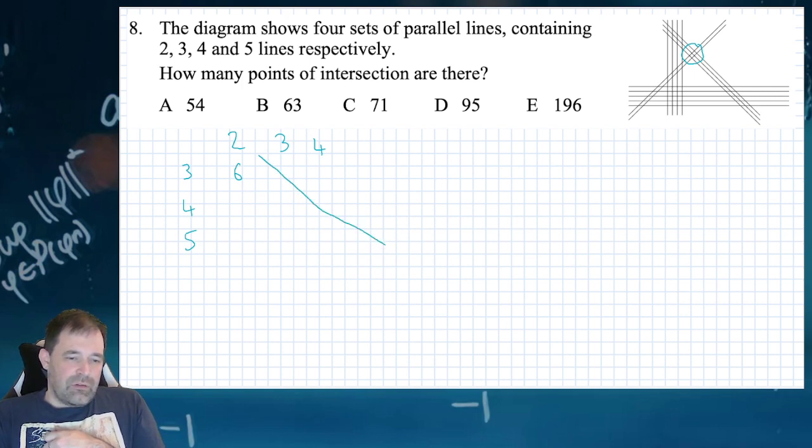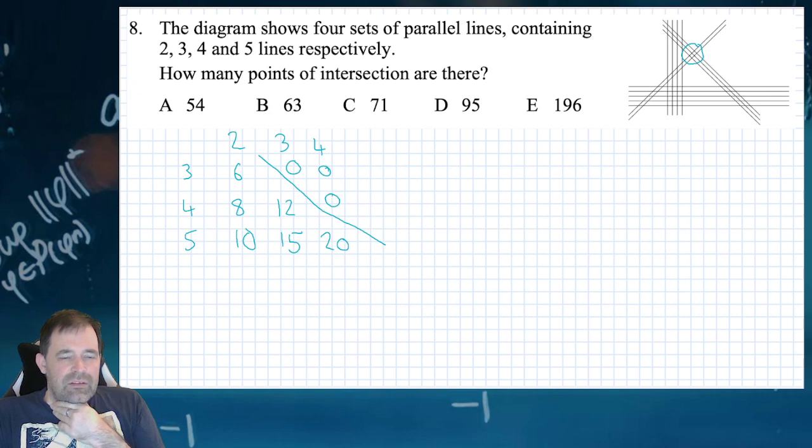The 2 is going to cross with the 4 8 times, the 2 is going to cross with the 5 10 times, the 3 is going to cross with the 4 12 times, the 3 is going to cross with the 5 15 times, and the 4 is going to cross with the 5 20 times. And these crossings here would just be repeats of the ones down below, so we can't have those. There are 6 different ways to cross, sorry, 1, 2, 3, 4, 5, 6. Yeah. And so we've got our 6 different crossings.